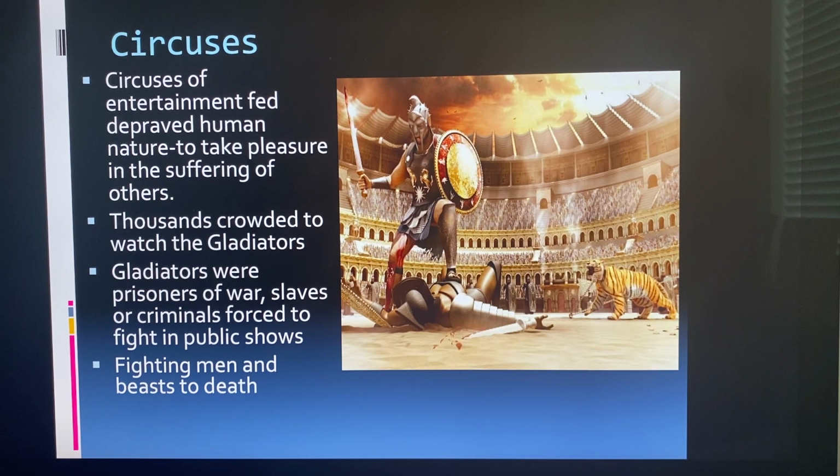Thousands crowded to watch the gladiators. And the gladiators were prisoners of war, slaves or criminals who were forced to fight in these public shows. They would fight men, and they'd fight beasts too. Here you have a tiger coming in. And actually, in the time of the persecution of the Christians, they would throw the Christians into the gladiator rings and watch them be eaten by lions. It's terrible.